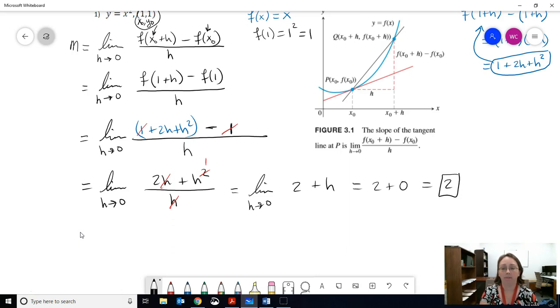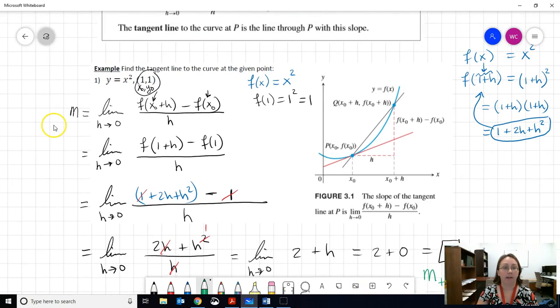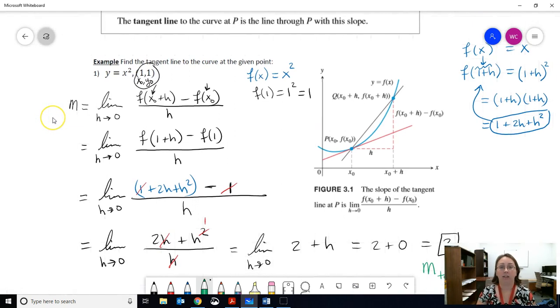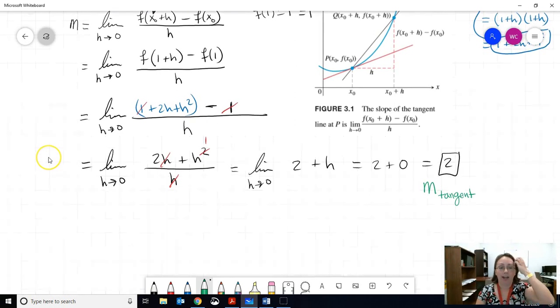What did we find here? This formula gave us m, the slope of our tangent line. Okay, but what did the question actually ask us to find? Find the tangent line at 1, 1. So this is the slope. Now we need to find the line. So how do we find a line?